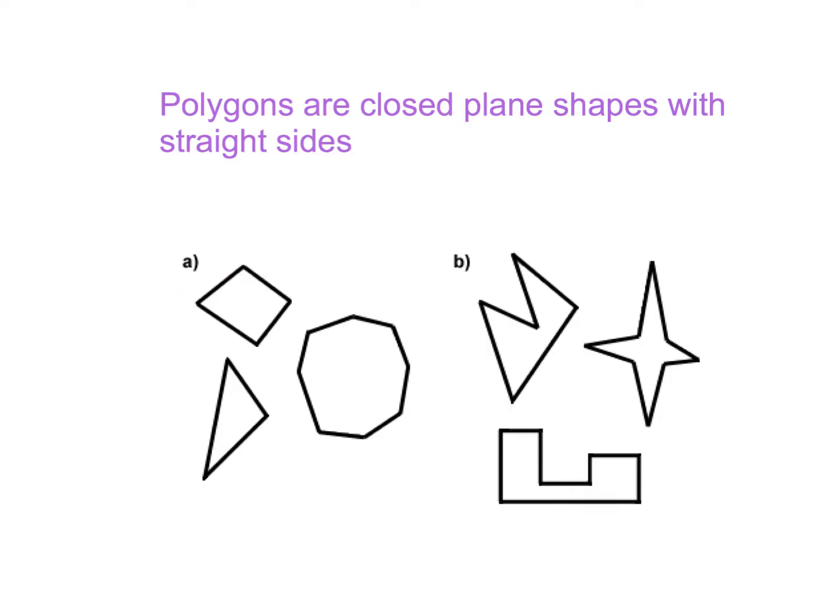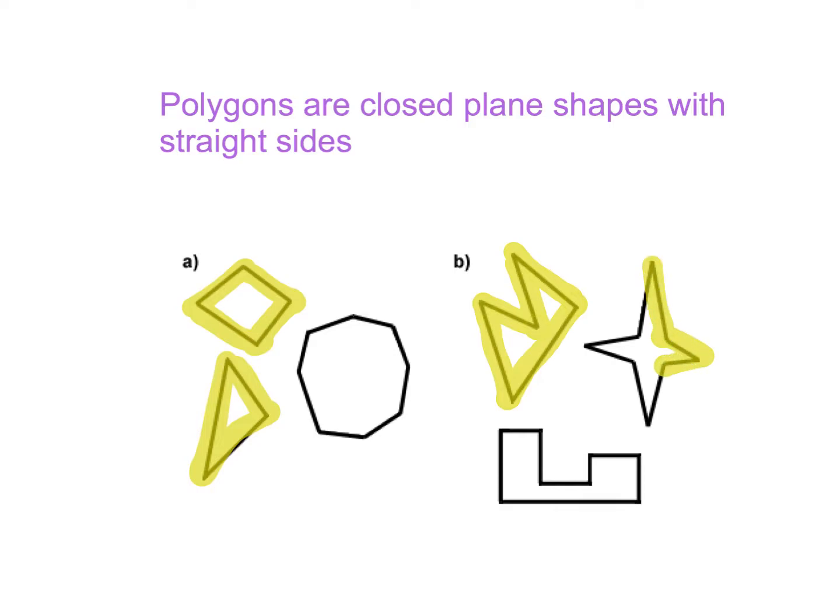So this shape over here has got 1, 2, 3, and 4 sides. Therefore we call it a quadrilateral. This has 1, 2, and 3 sides, so therefore it's a triangle. This one over here has 1, 2, 3, 4, and 5 sides, therefore we call it a pentagon. This one has 1, 2, 3, 4, 5, 6, 7, 8 sides, therefore we call it an octagon.